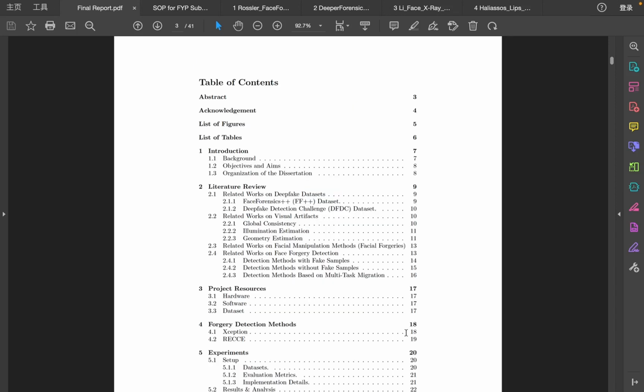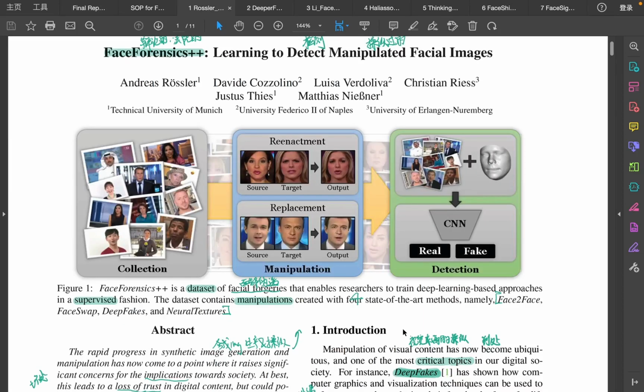Basically, this project is about training a model to detect whether a video or a picture is real or fake. And this fake means whether the video or the picture is generated by a computer or is captured by nature.